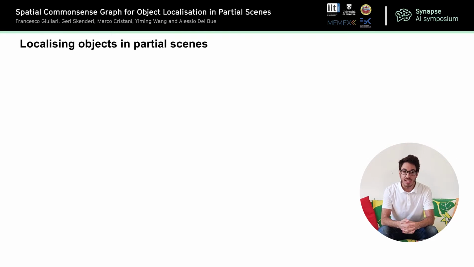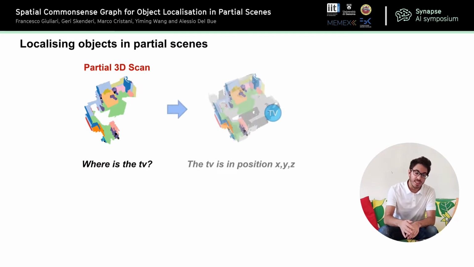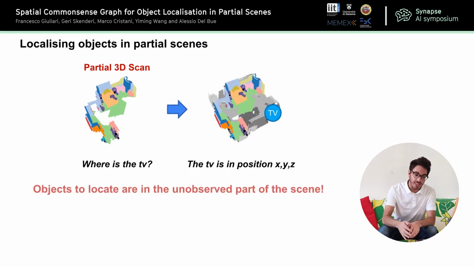locating an object in the unseen part of the scene. So, given a partial 3D scan of a room and an object we are trying to locate, we want to predict its position that is somewhere in the unobserved part of the scene.